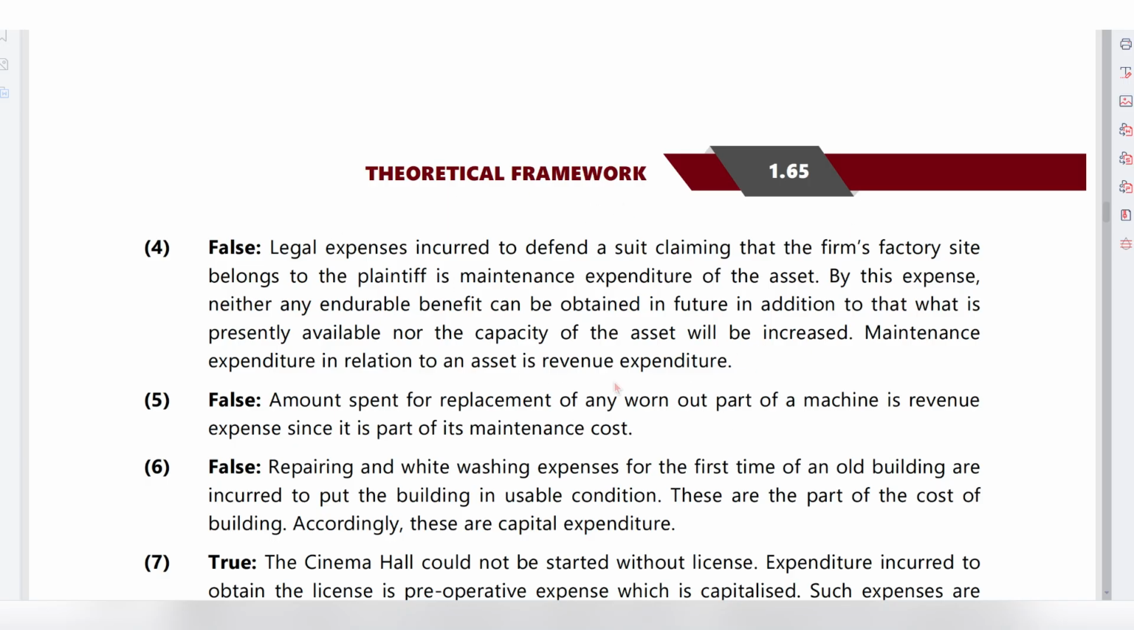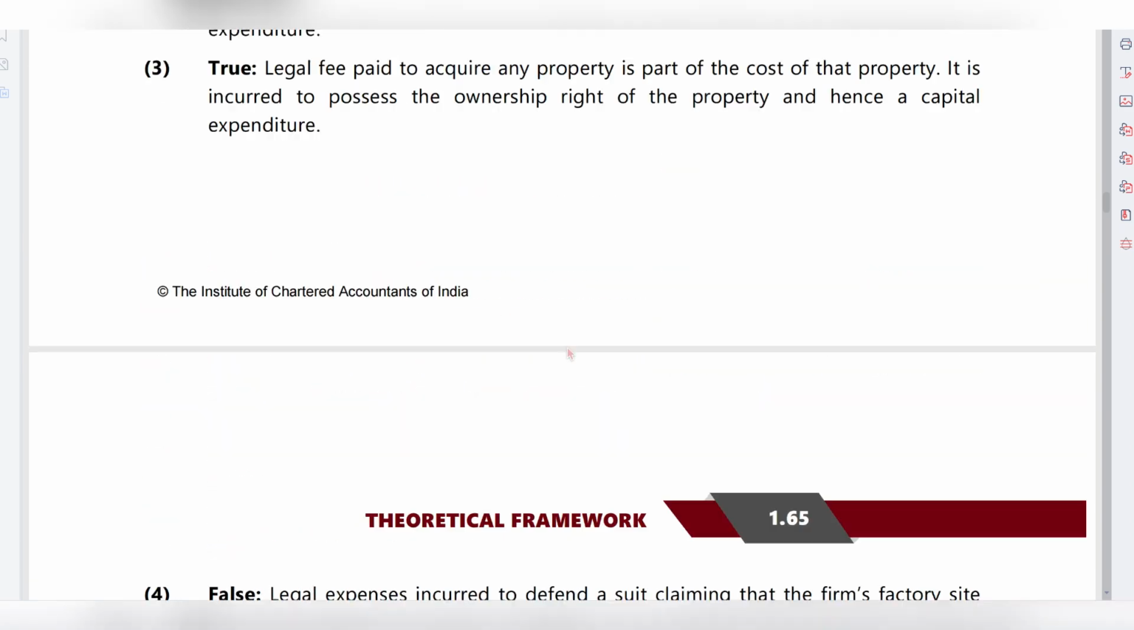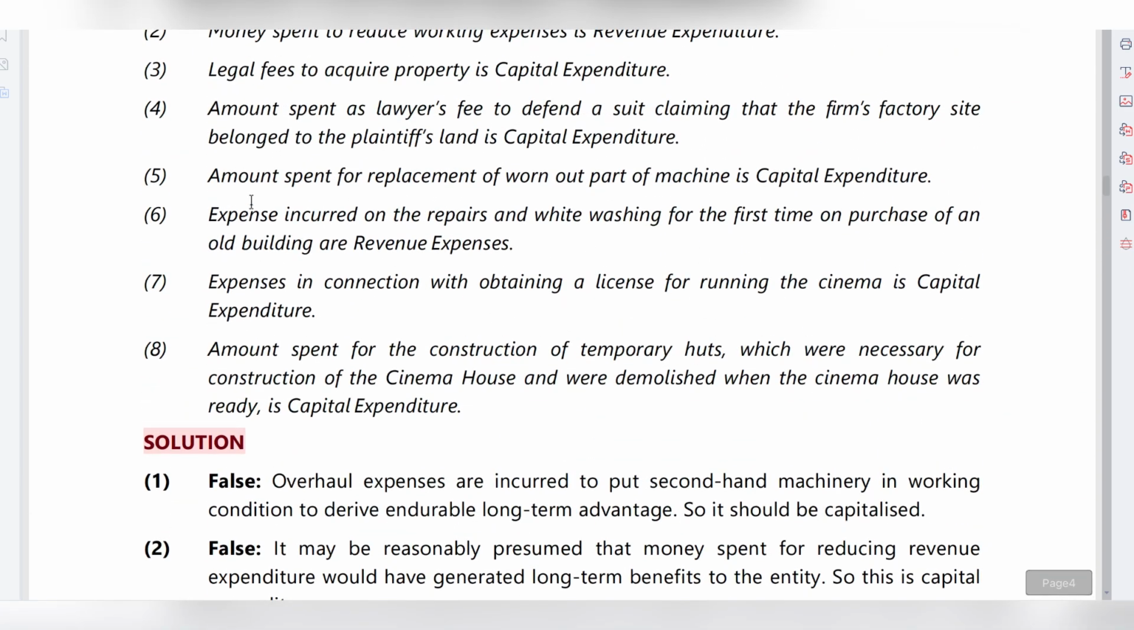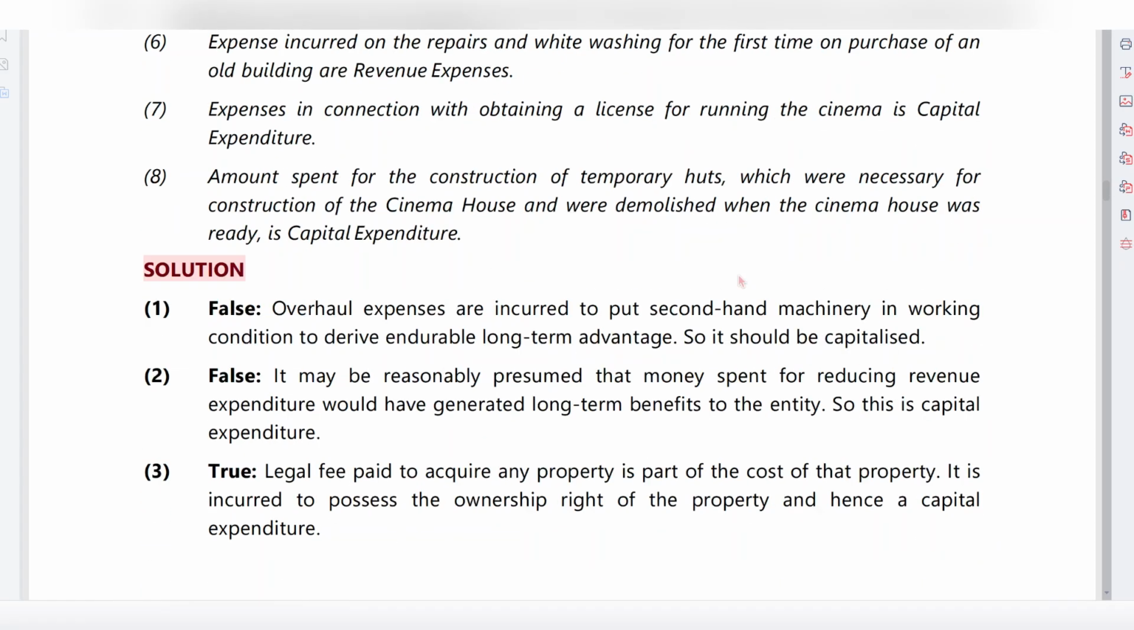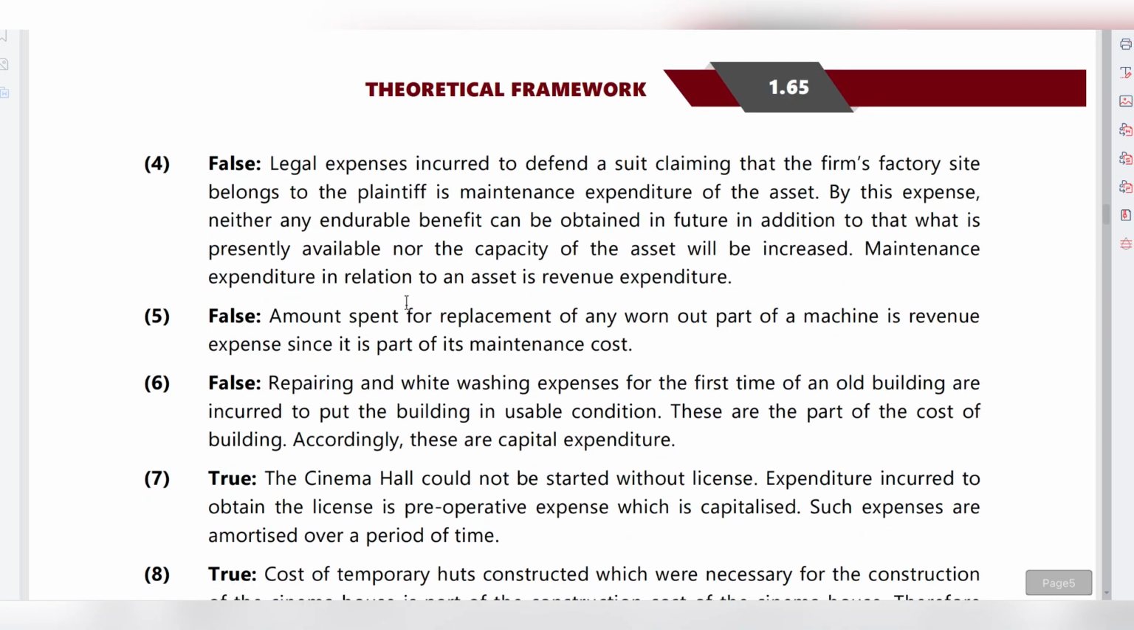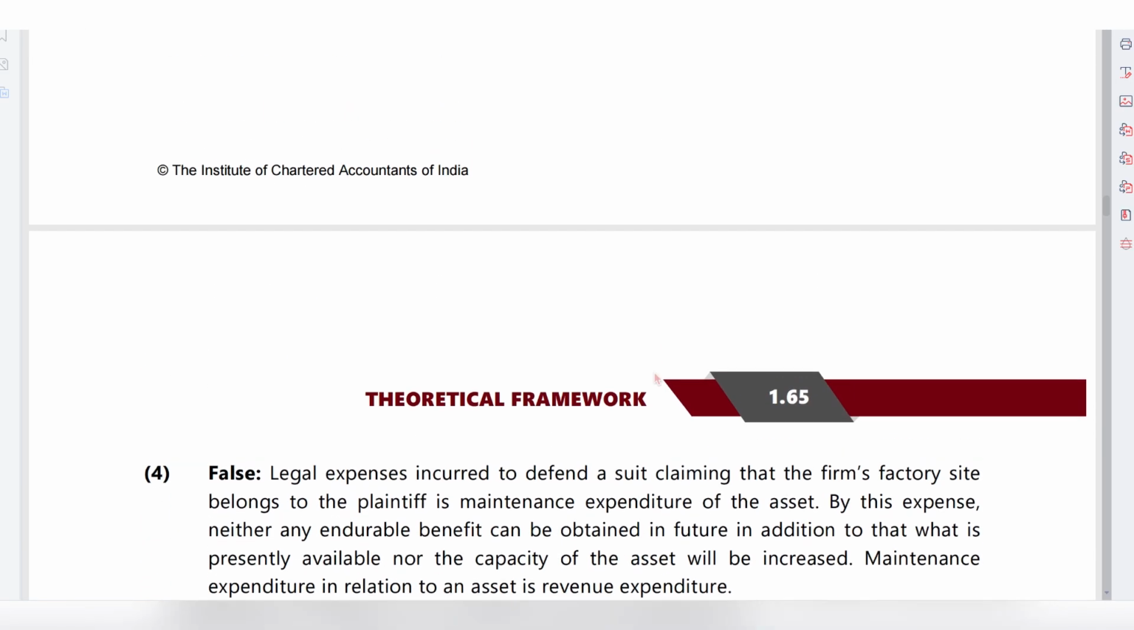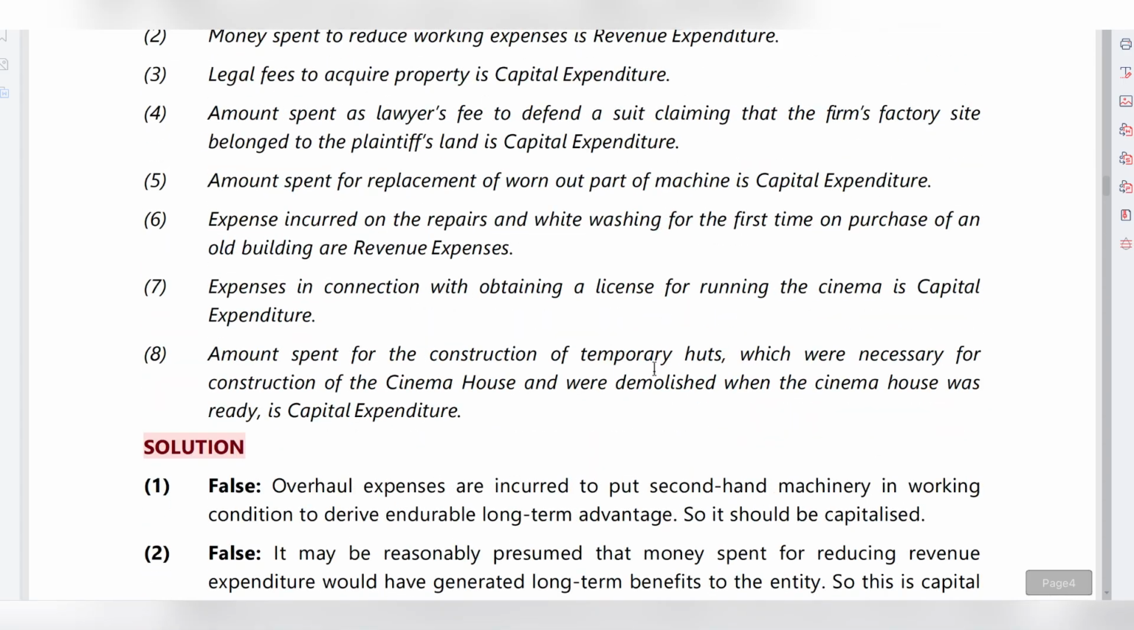Here it is considered as a maintenance expenditure. It is not increasing any benefit for the property, or enhancing earning capacity or production capacity of the property. So this is classified as revenue expenditure. Amount spent for replacement of worn out part of machine is capital expenditure. False. Amount spent for replacement of any worn out part of machine is revenue expense since it is part of repairs and maintenance cost.